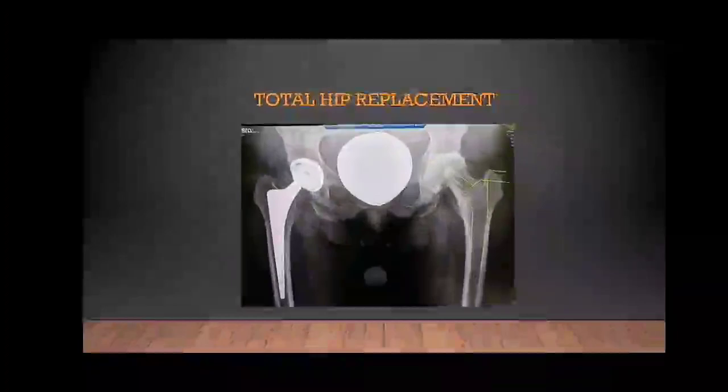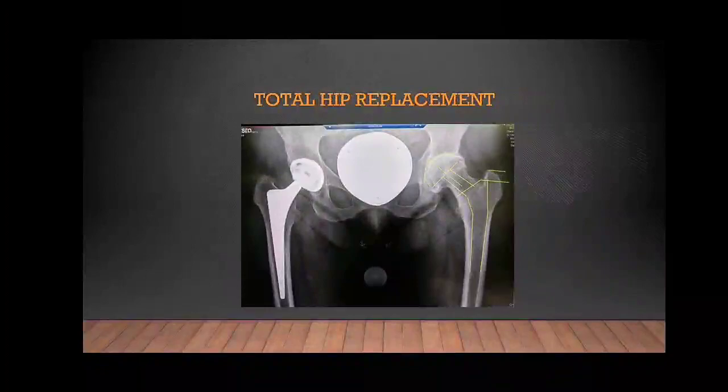So in this X-ray you can see a total hip arthroplasty is done for a fractured neck of femur patient, and as you can see the angle measurement and the varus is restored, and the patient would be having near normal range of motion and gait.